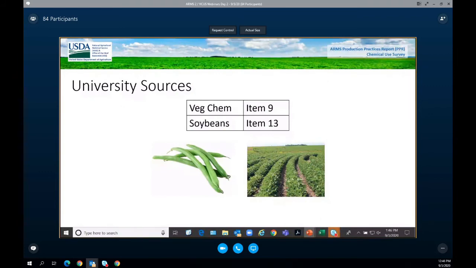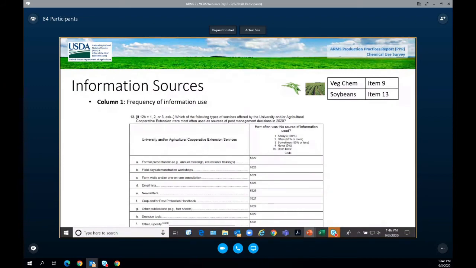Then we want to dig into university sources themselves, because we know cooperative extension is a hugely important resource nationally. But what types of information or what types of formats do they use from within these university sources? So are growers going to formal presentations such as annual meetings or twilight meetings or educational training seminars? Are they attending field days or demonstration workshops at university research stations? Are they getting one-on-one consultation with an extension agent?